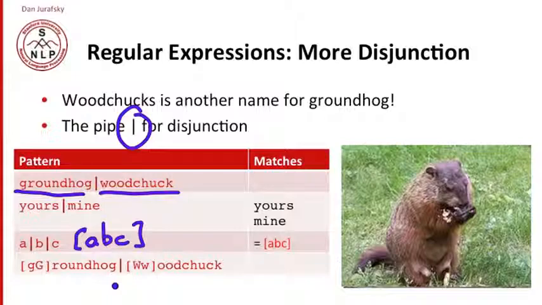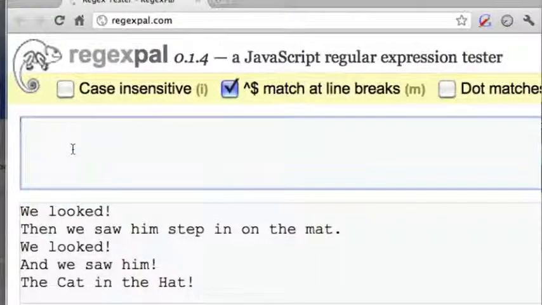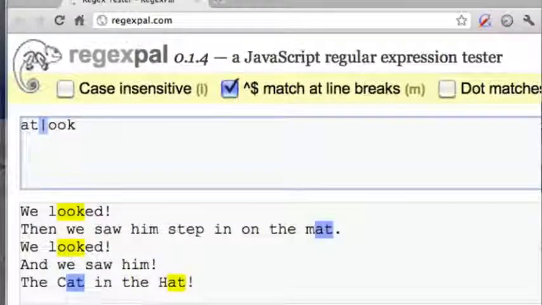And we can see that in our little example. We can have looked or step, and sure enough, the words looked and step are both highlighted. Or we can have a disjunction of just random things. They don't have to be words. We can have all of the ats and all of the ooks, and any random string is fine.